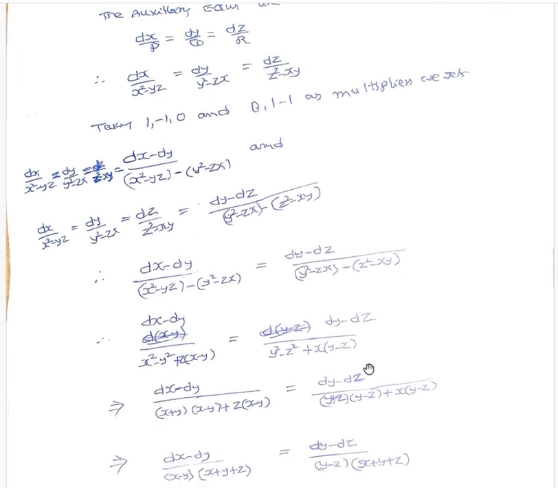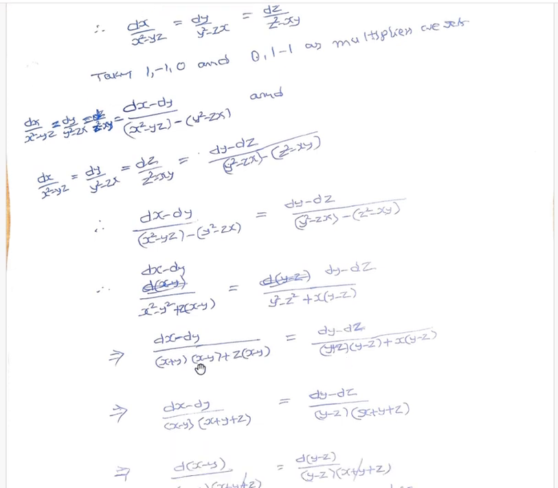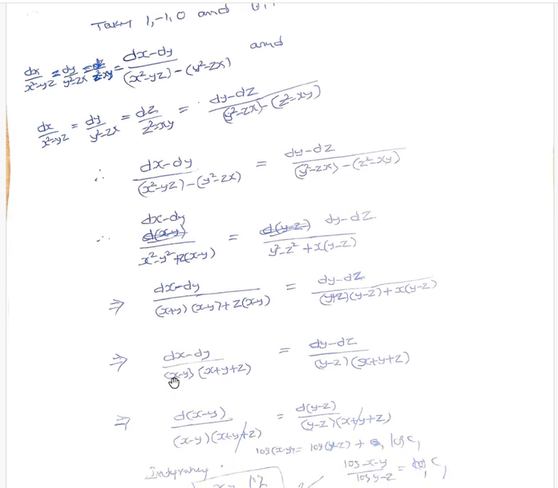Equating these two, what you are going to get: dx minus dy by x square minus y square, z you take common, x minus y; dy minus dz by y square minus z square plus x into y minus z. Okay, so dx minus dy by x square minus y square can be written as x plus y into x minus y plus z into x minus y. dy minus dz by y plus z into y minus z plus x into y minus z. So now you take common x minus y in both the terms, x plus y plus z. Here y minus z you take common x plus y plus z. So these two will get cancelled.